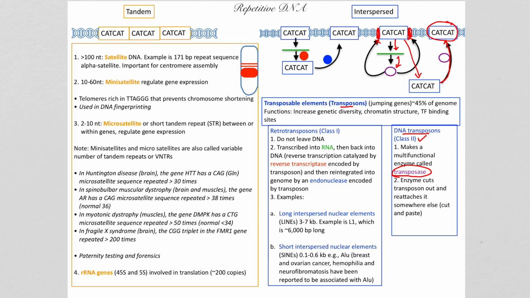So basically, the same enzyme, transposase, will cut the transposon out and then reattach it somewhere else. We call this the cut and paste mechanism. And in this way, this transposon is jumping to another part of the DNA. So, tandem repeats and interspersed repeats. I think those are some of the important definitions for this video.